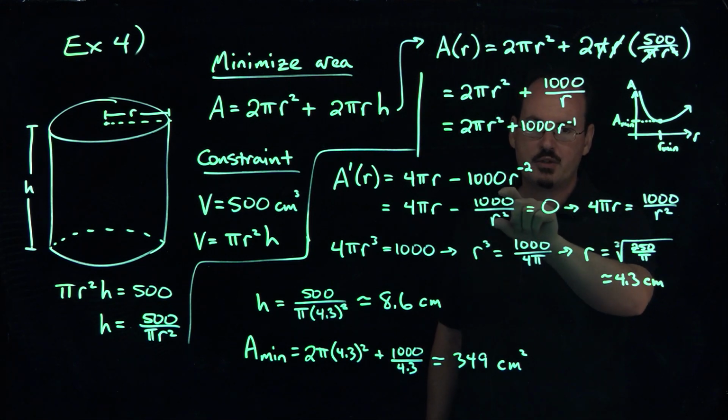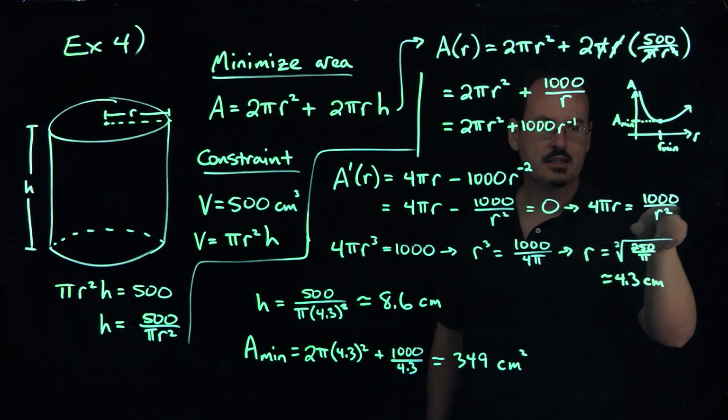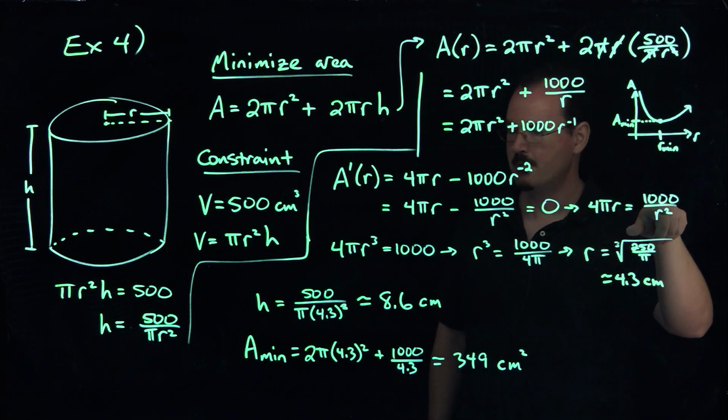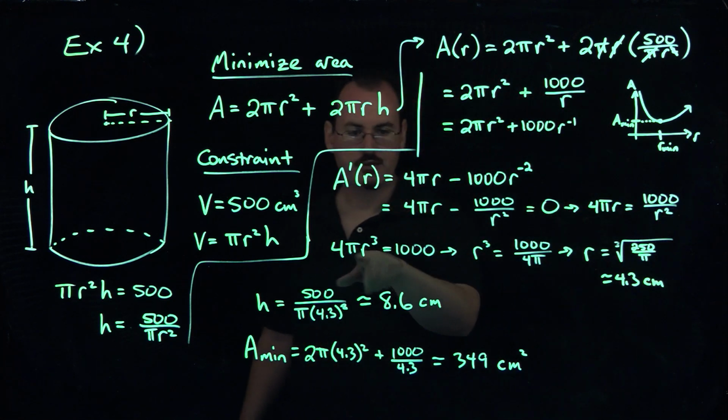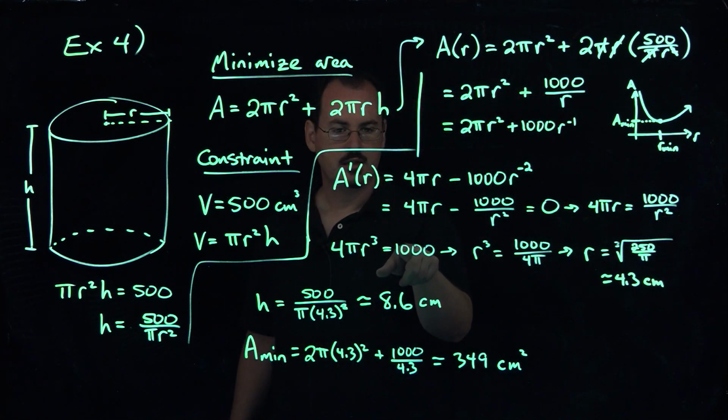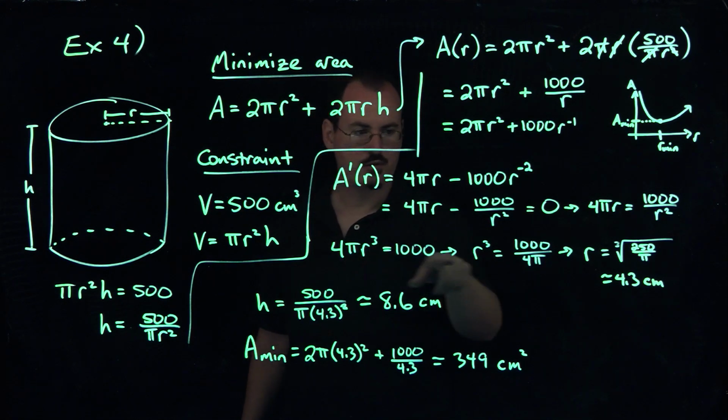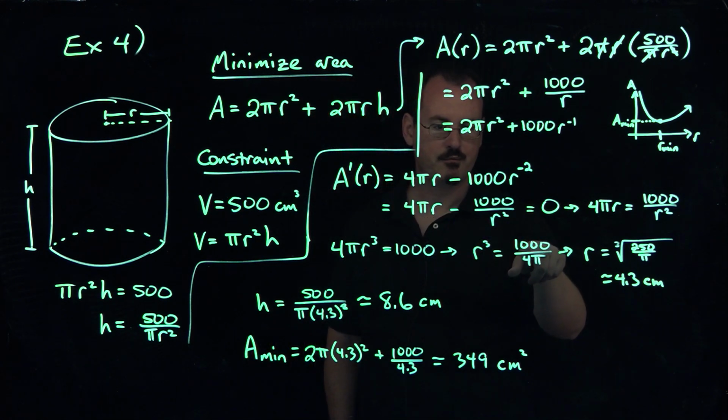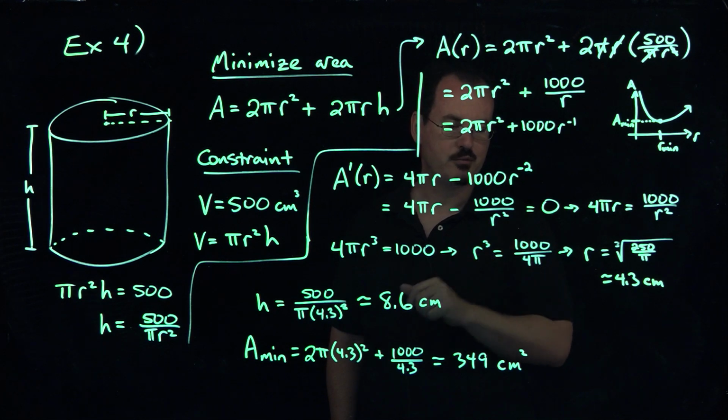To solve that equation, we can move this to the other side. It's minus, so we can add it to both sides, and that'll give us this equation here. From here, we can take that r squared and multiply both sides, which gives us this equation. Again, the goal is to solve for r, so we'll divide by 4 pi. Final step, take the cube root of both sides of this.